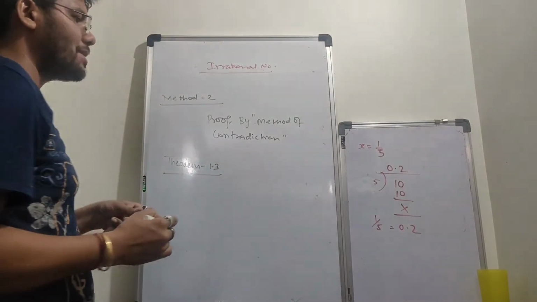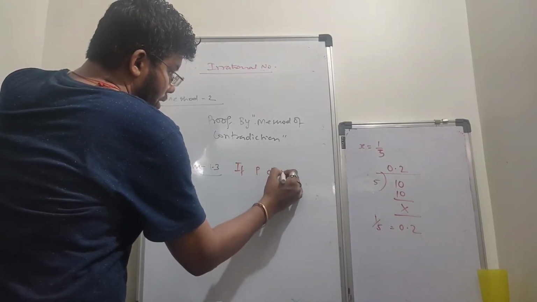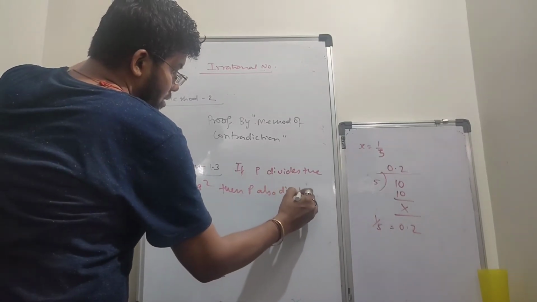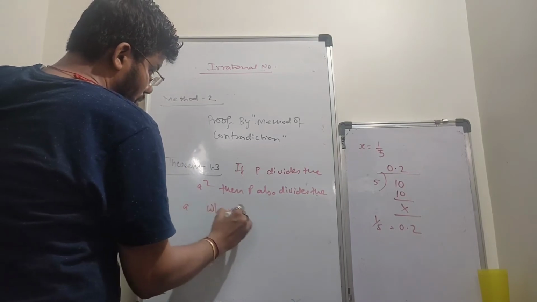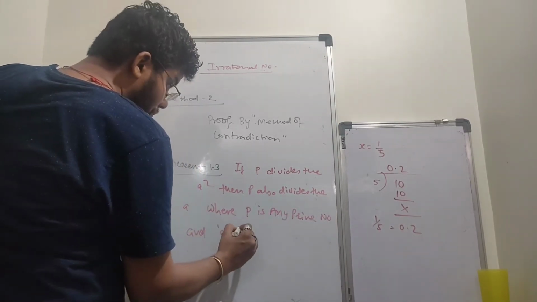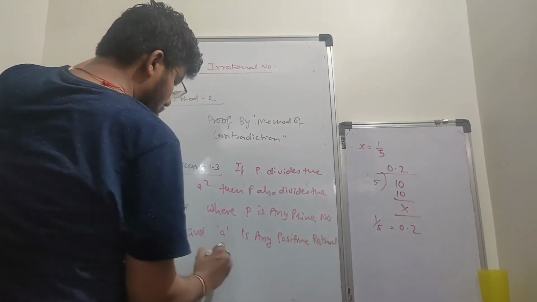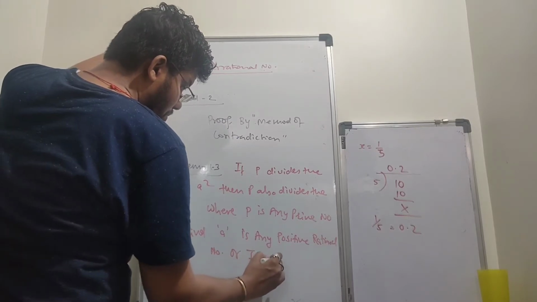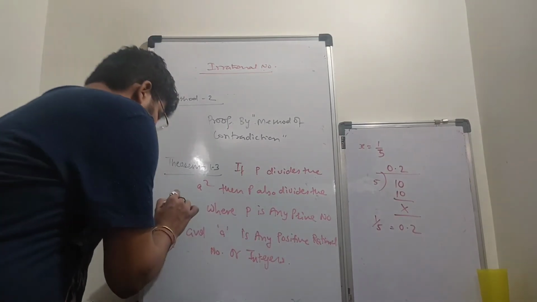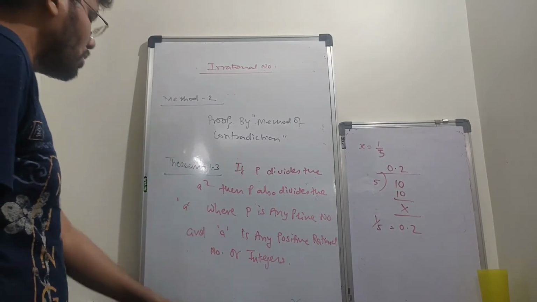Theorem 1.3 states that if P divides A square, then P also divides A, where P is any prime number and A is any positive integer. So theorem 1.3 states that if P divides A square, then P also divides A. This theorem is also used in the method of contradiction. So now we prove that.